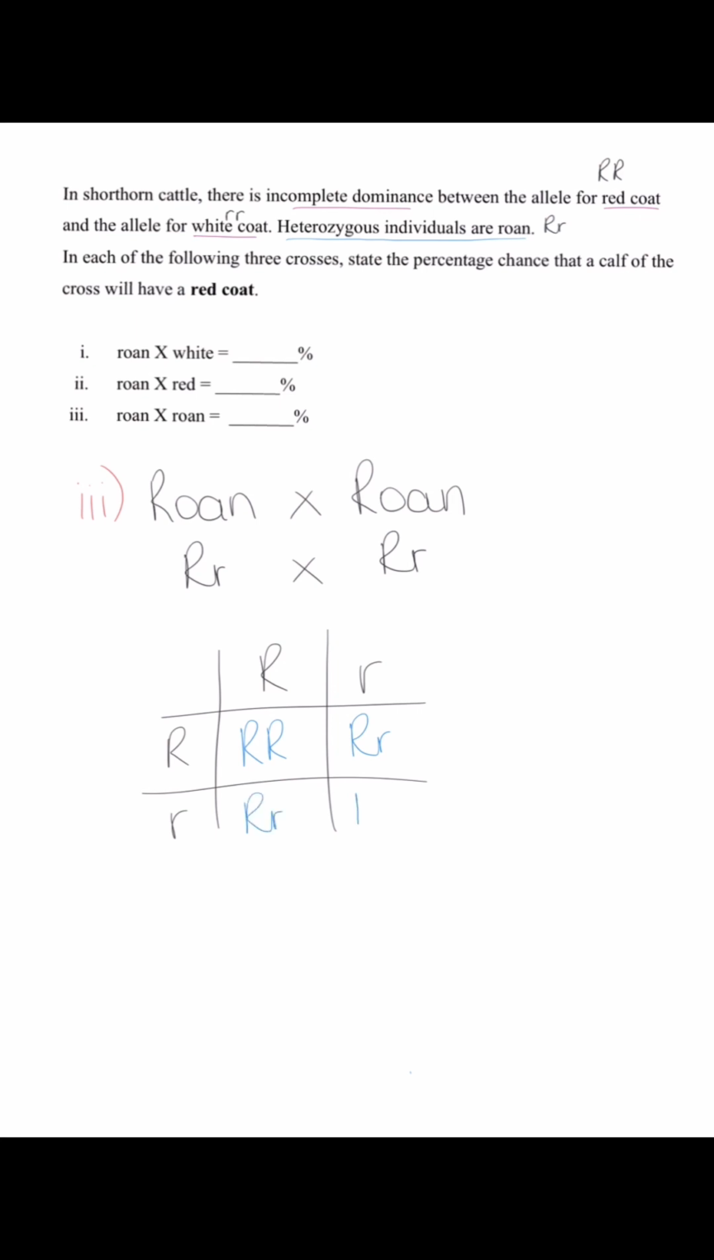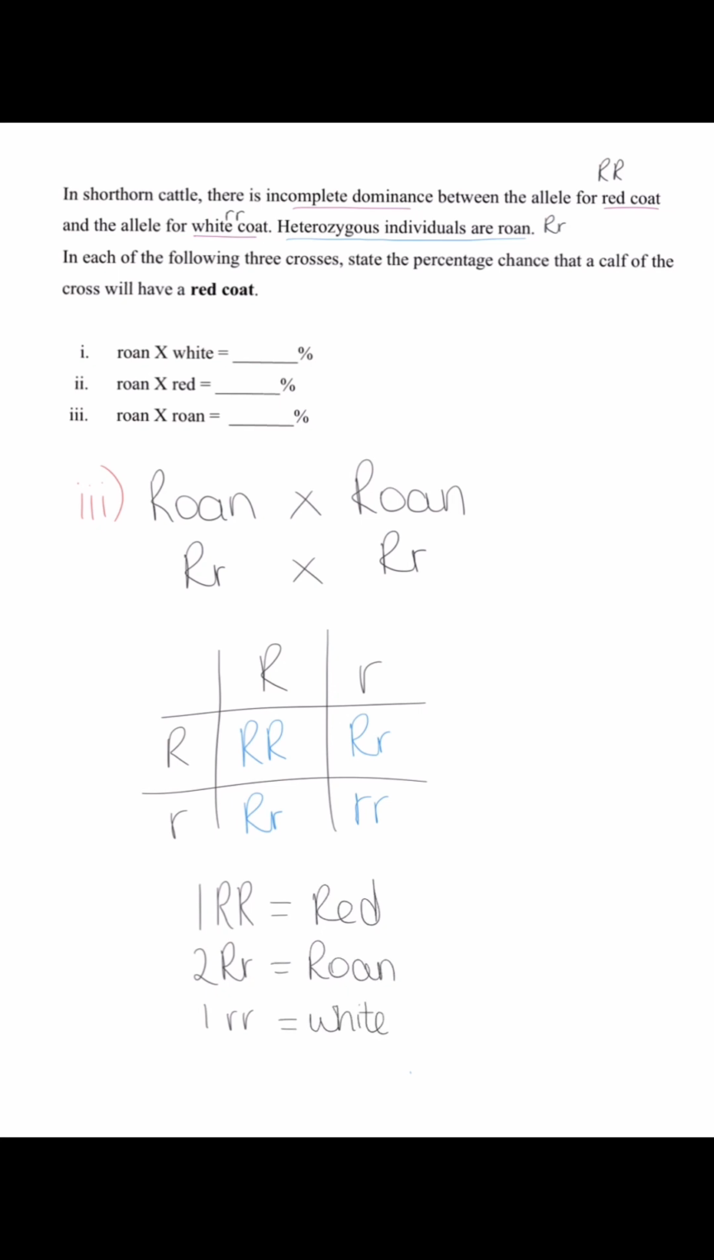For the last one of these, it's a roan and roan calf. So writing down the genotypes of these, that is capital R small r for both. Drawing out my Punnett square, I'm going to put capital R, small r, on each side, and that will result in capital R capital R, capital R small r, capital R small r, small r small r. So I've just written down the genotypes for these. I have 1 capital R capital R, so that's going to be red. I have 2 capital R small r, so that's going to be roan. And the last one, I have 1 small r small r, which is going to be white.